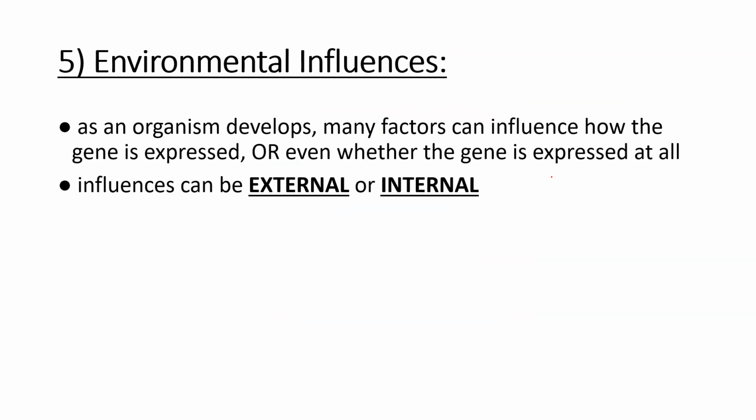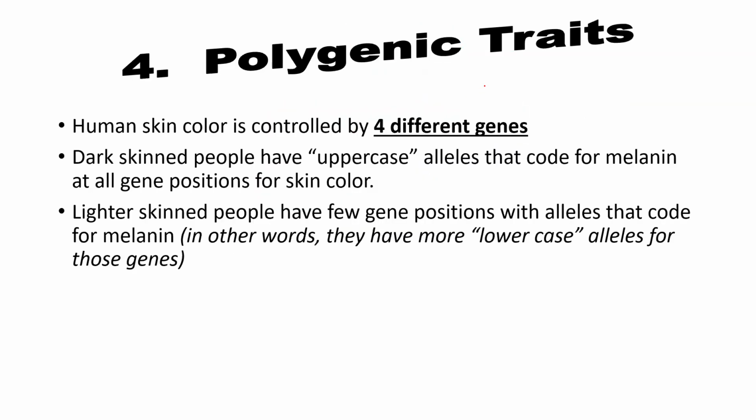Now, environmental influences, we just spoke about some factors, right? As it says, as an organism develops, many factors can influence how the gene is expressed, or even whether the gene is expressed at all. Influences can be external or internal. All right. Let's take height. I think it's something I've mentioned before, right? But height is also multiple allele, polygenic, right? Multiple genes determine how tall a person is.